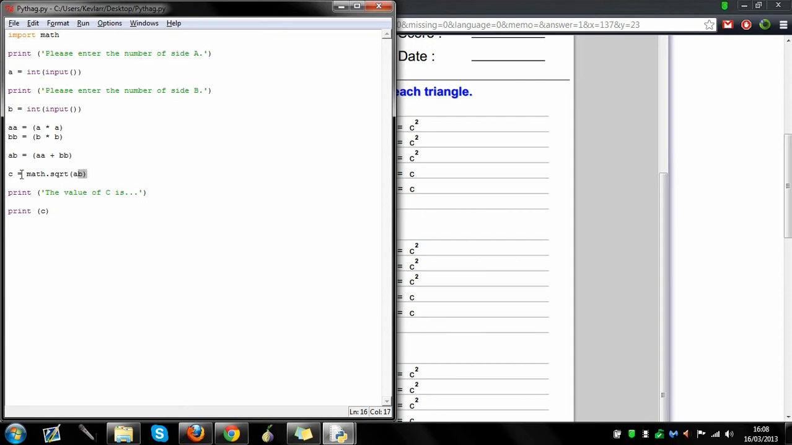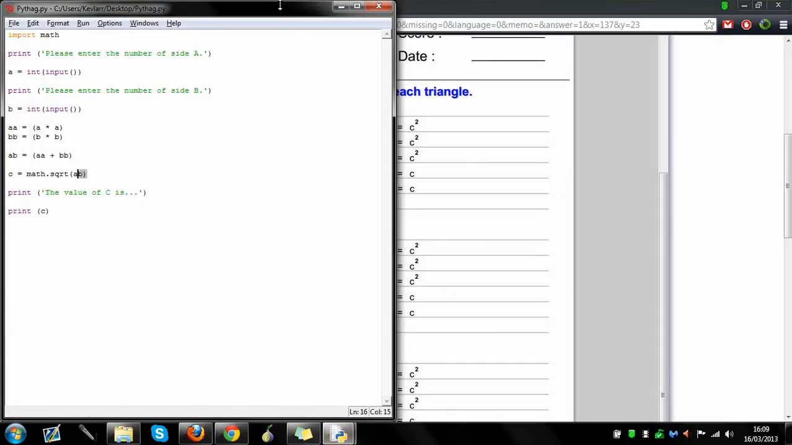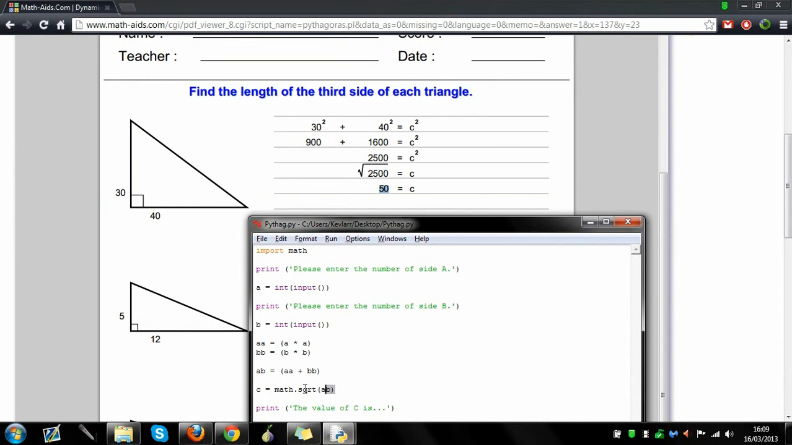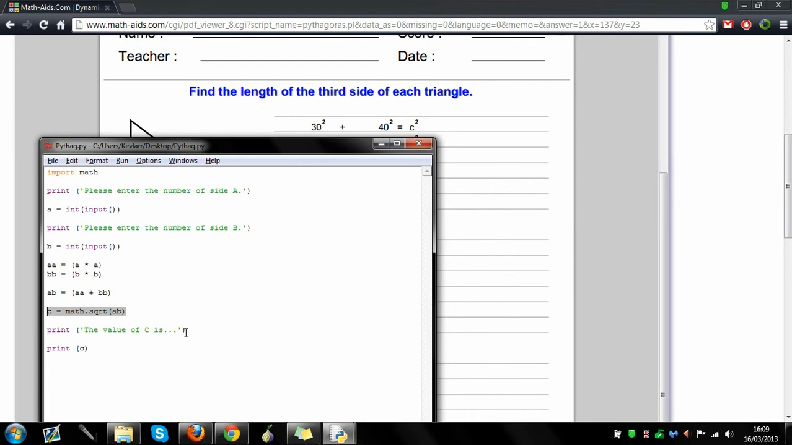So what's the number for this one? A is 30, A squared is 900, B squared is 1600. So if you add them together you get 2500, and then if you find the square root of 2500, that is 50. So the square root of AB is C. After it's found the square root, it's going to print the value of C is 50.